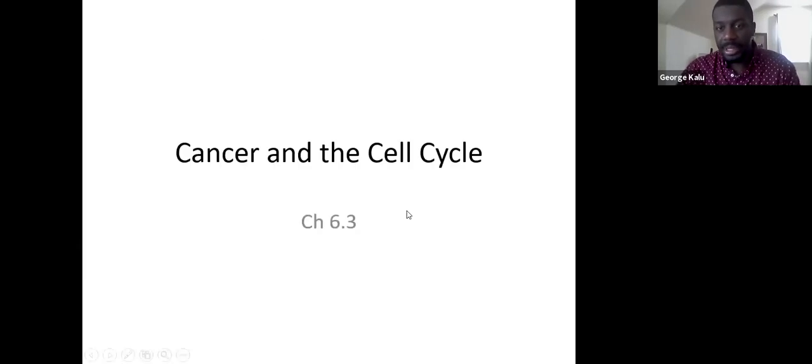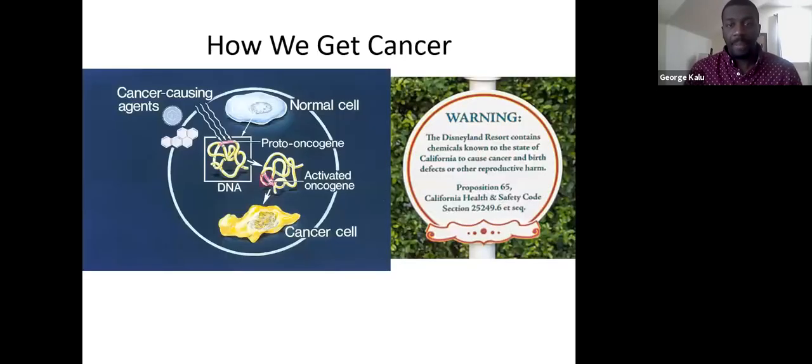Okay, so today our first topic that we're going to be covering is cancer, and how cancer comes from the cell cycle. So we've probably seen these signs around, whether we go to Disneyland or to different restaurants or different establishments, where you see a sign that says there's some chemical or some material used at that establishment that may be known to cause cancer. Has anyone seen these signs before?